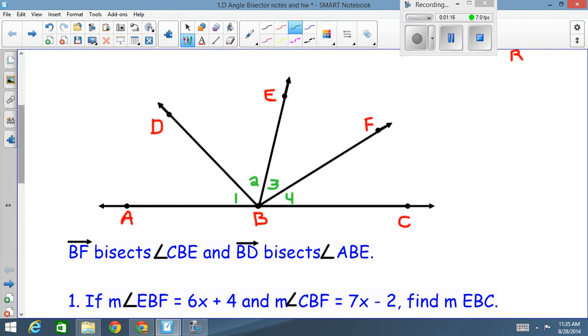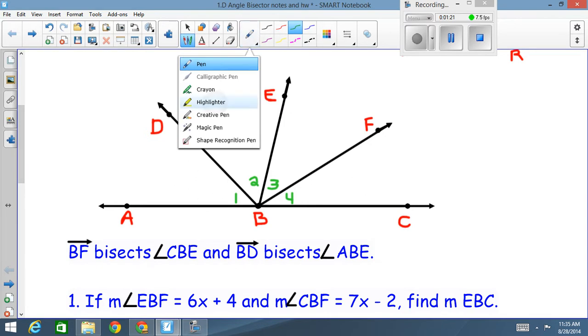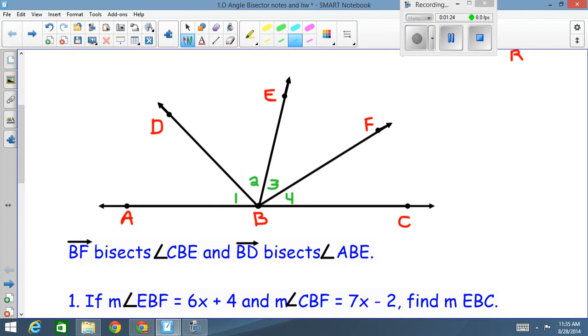Let's first start by marking up our picture with what we know to be true. BF is a bisector, here's BF, of angle CBE. Well, C through B, finish at E is right there. So since BF is the bisector, we know we can go in here and we can say that this angle, which is angle 3, and this angle, which is angle 4, are congruent to each other.